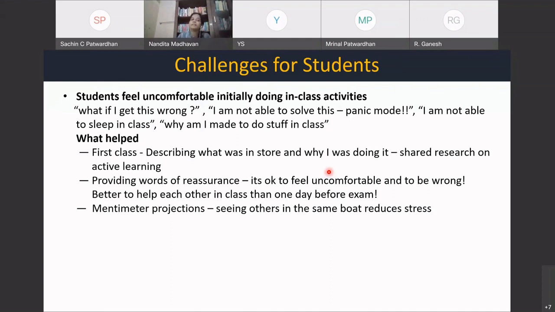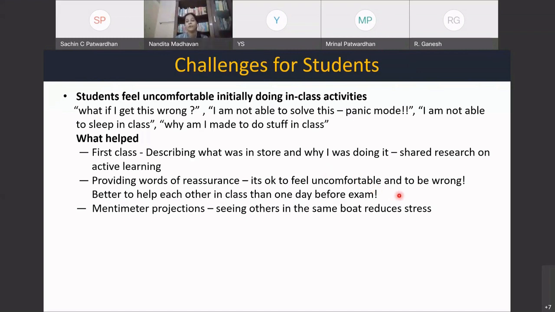This is based on some feedback that I got from people working in the education department and also Professor Freud. So what helped is saying in the first class why you're doing all of this. I tell students, you'd be doing these problem solving activities. There is research which actually shows active learning helps your learning. So although you might be uncomfortable in the short term, it will help you learn. The other thing I have tried doing is providing words of reassurance. So it's okay to feel uncomfortable and to be wrong.